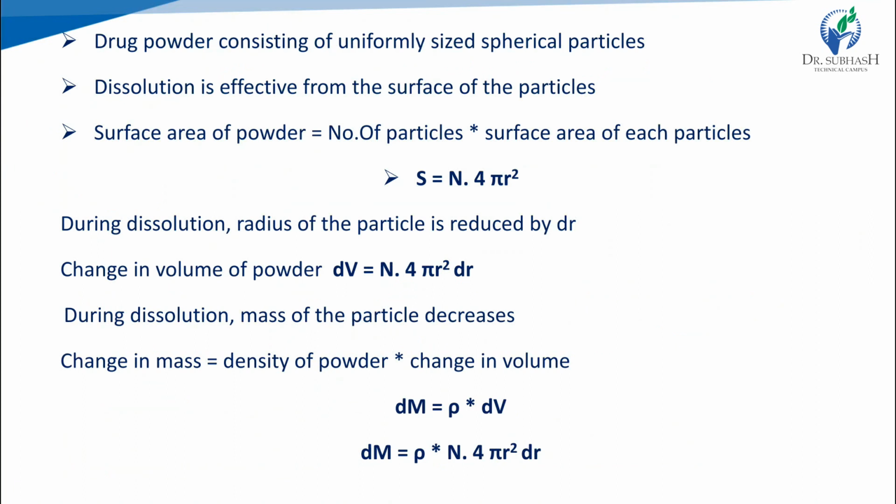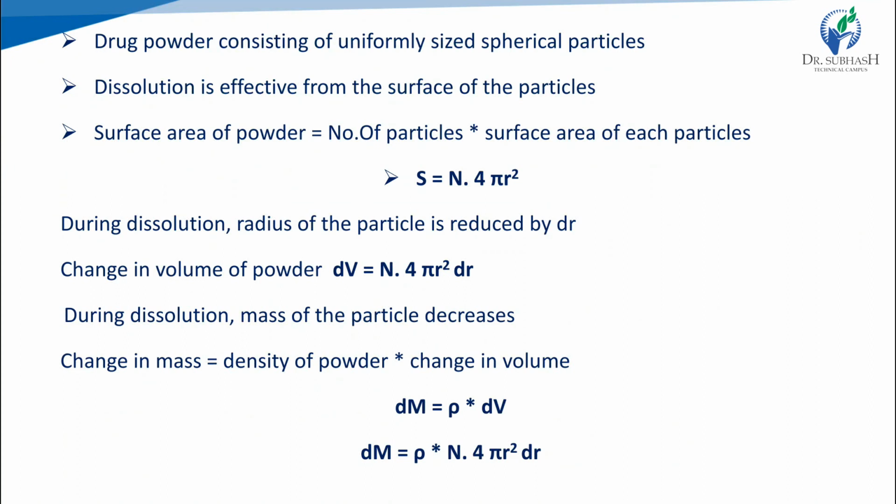So, drug powder consisting of uniform size spherical particles: we have to assume that the particle size of the drug is spherical and uniform. Dissolution is effective from the surface of the particle. That is common for the dissolution theory, that the drug is dissolved from the surface area. So for the surface area of the powder, we can calculate the number of particles multiplied by the surface area of each particle.